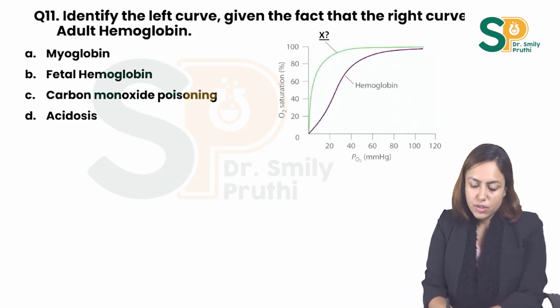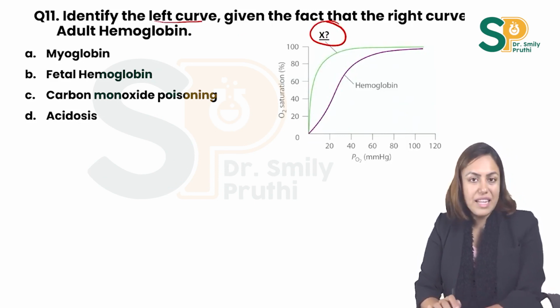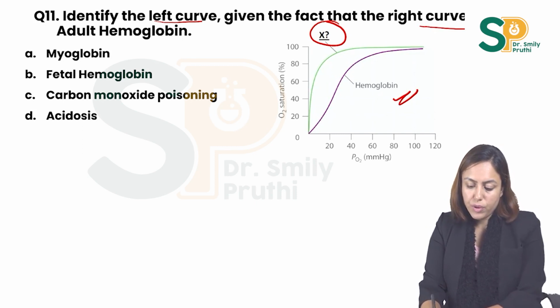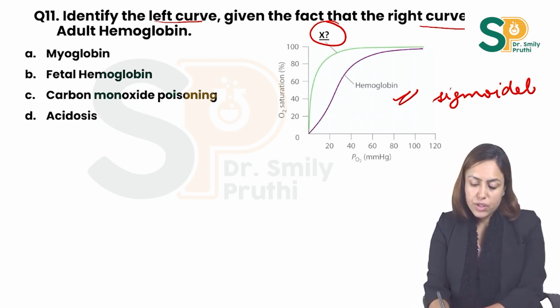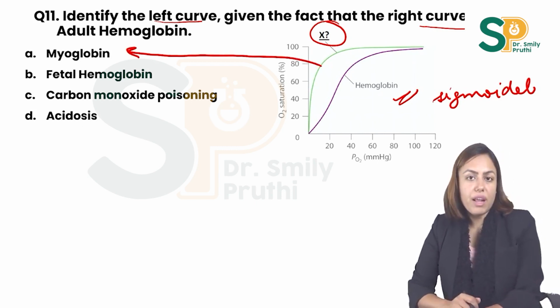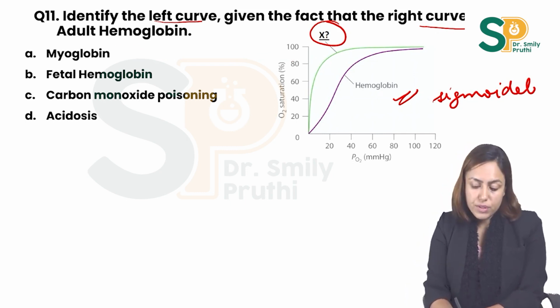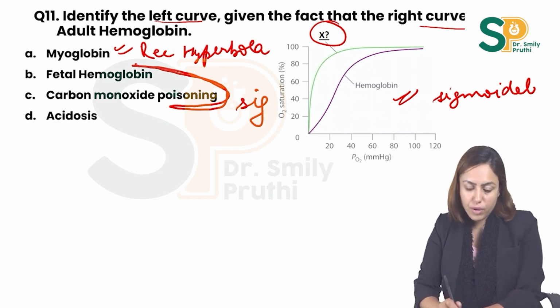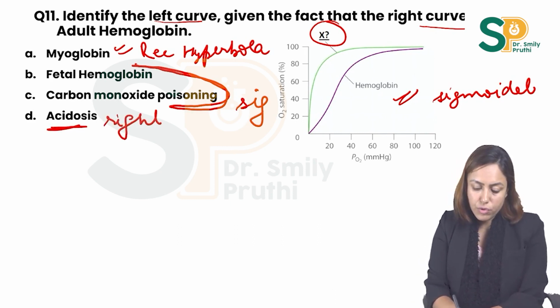Then next question, an image-based question. Identify the left curve. This question is asking to identify this left green curve, where the right curve is of adult hemoglobin, right? We all know that the hemoglobin oxygen dissociation curve is sigmoidal, and this curve is of myoglobin. Myoglobin's curve is a rectangular hyperbola, right? Fetal hemoglobin and carbon monoxide poisoning also shift the curve to the left, but they have a sigmoidal shape of the graph, right? And acidosis will shift the curve to the right side.